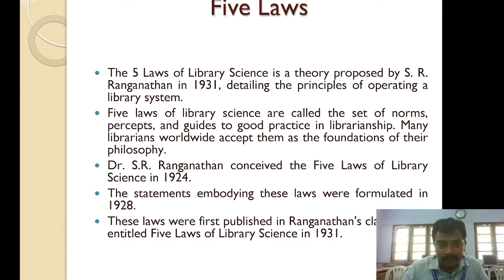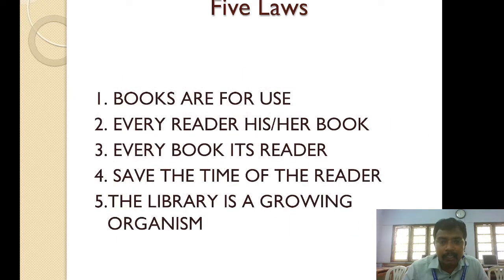Let's see the five laws. The five laws are stated as below, one by one. The first law is books are for use. The second law is every reader his or her book. The third law is every book its reader. The fourth law is save the time of the reader. The fifth law is the library is a growing organism. Let's see the five laws one by one.